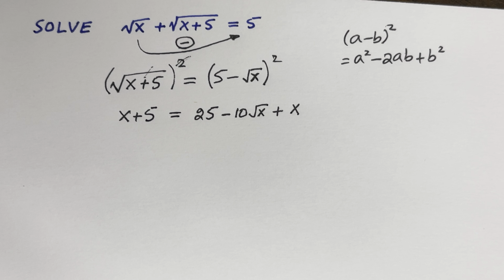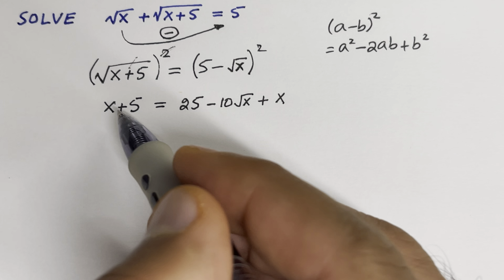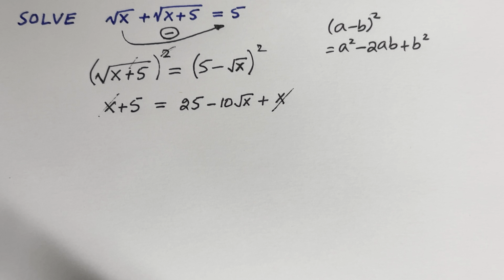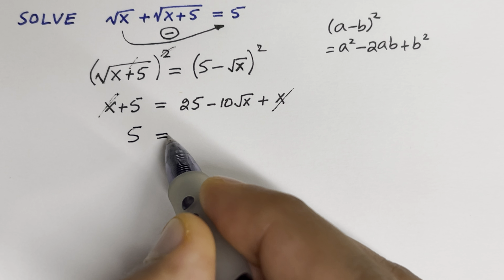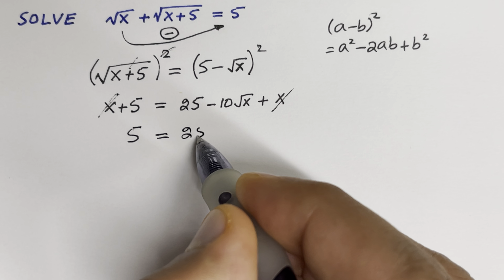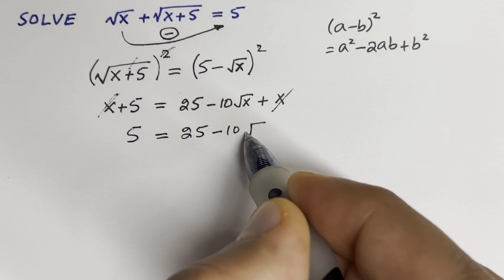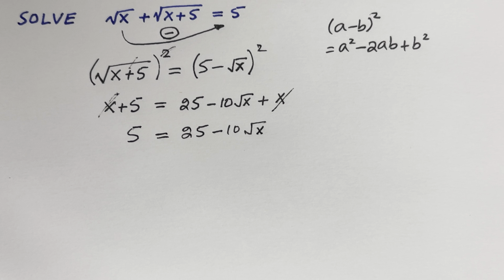Now, can we have any cancellations? The answer is yes, because these guys have the same sign, so they are going to cancel each other. So on the left hand side we have only 5, and on the right hand side we have this guy. Okay, so now we will isolate x.